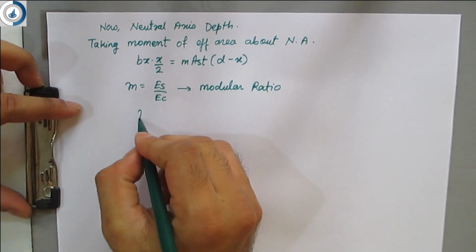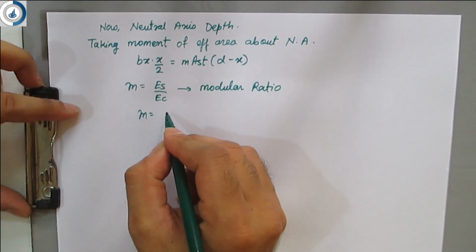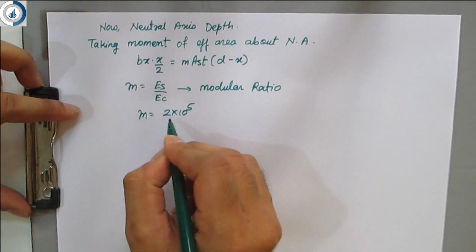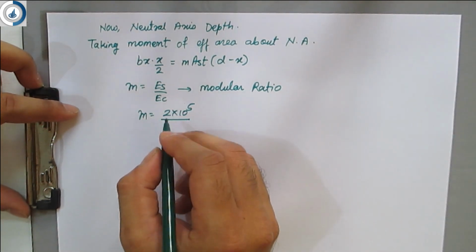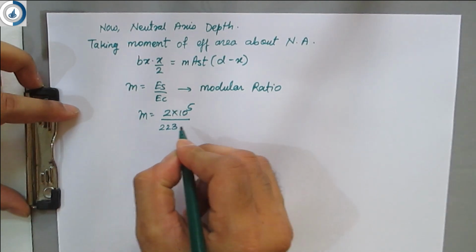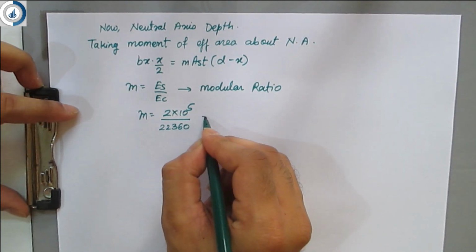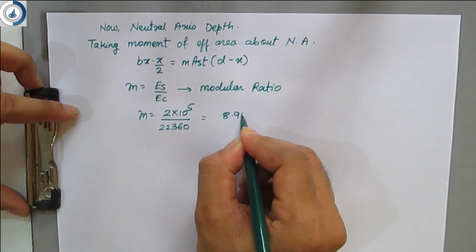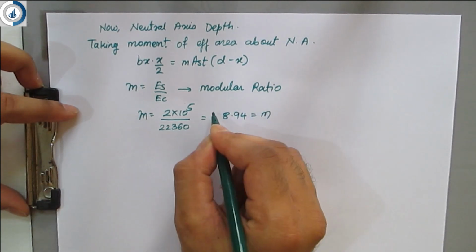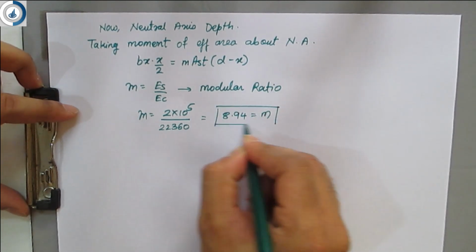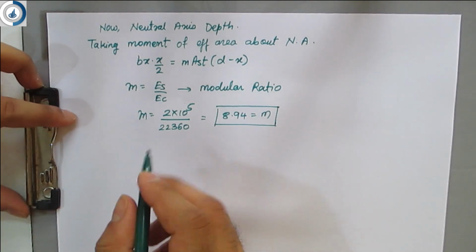Okay, so m is equal to ES, for steel it is 2 into 10 raised to 5. EC we have just calculated, 22360, so it comes out to be 8.94. Okay, small m. This is again very important while substituting in the formulas.